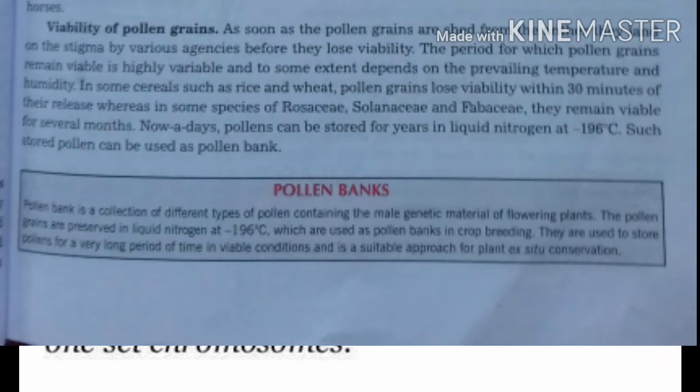used as pollen bank. So what is pollen bank? Pollen bank is a collection of different types of pollen containing the male genetic material of flowering plants. The pollen grains are preserved in liquid nitrogen at minus 196 degrees Celsius, which are used as a pollen bank in crop breeding. They are used to store pollen for a very long period of time in viable condition and are a suitable approach for plant ex situ conservation.